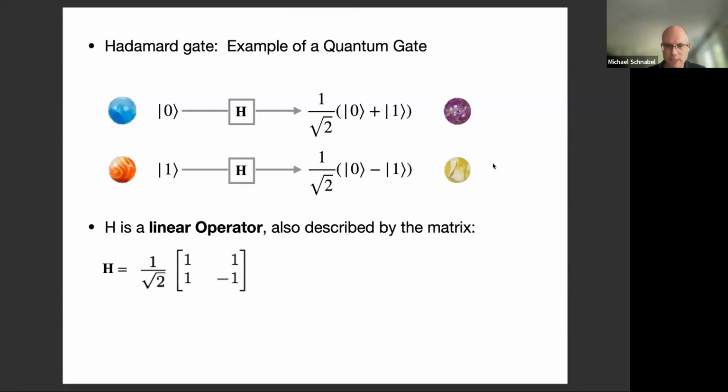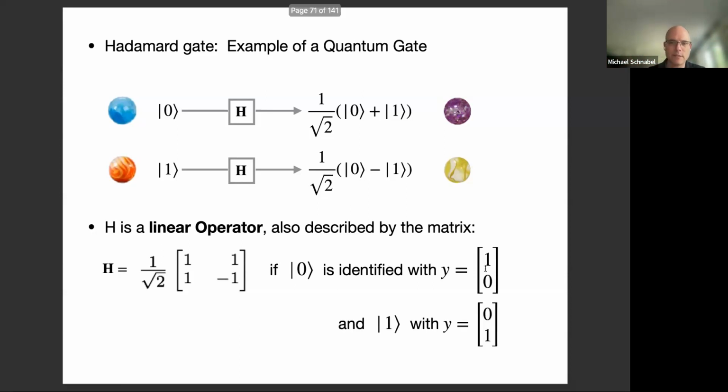There's a matrix representation of this. If you don't understand this, it's fine. But if you think of this in 2-dimensional vectors, you know that this is a linear transformation, and in linear algebra you can represent them by matrices. This is just the matrix representation of the Hadamard gate. If we represent the 0 state by the (1, 0) vector, so it's pointing in the x direction, and the 1 state with the (0, 1) direction.